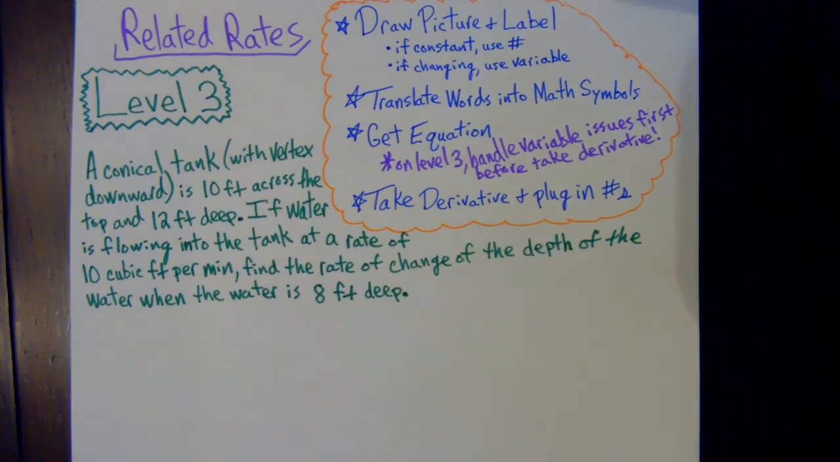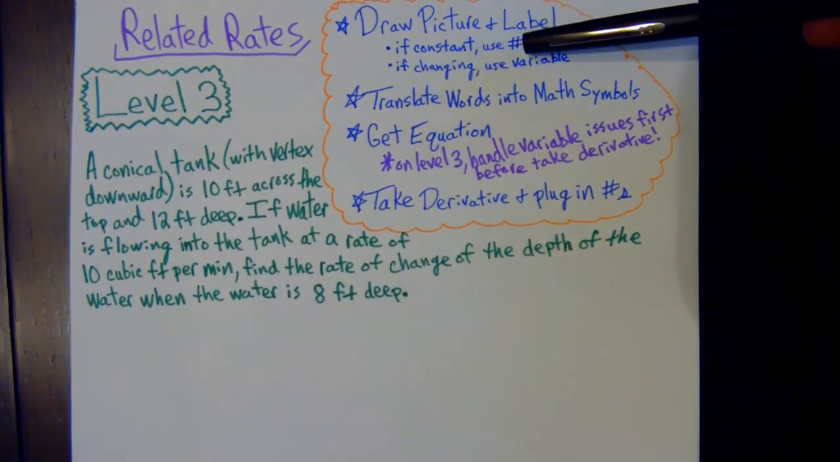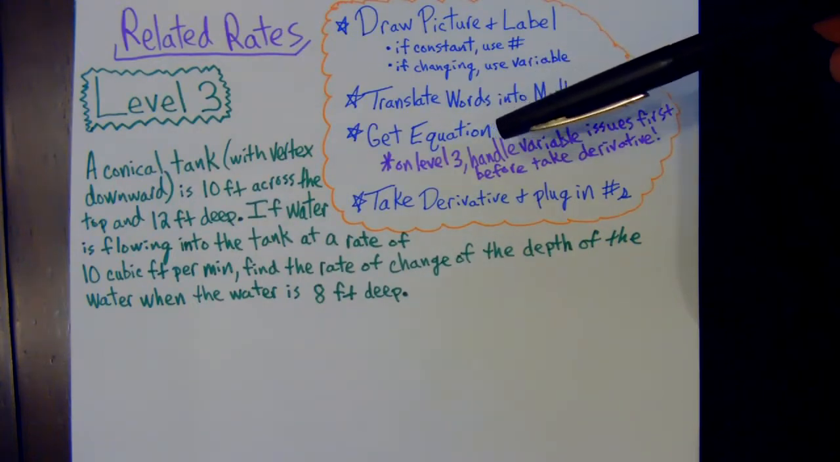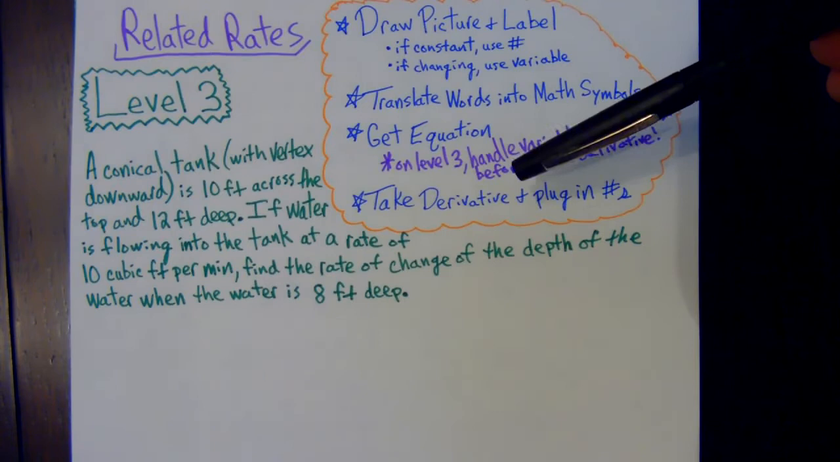But a lot of times a picture will be helpful when you're labeling it. If something's not changing, you can use a number. If something is changing, you've got to use a variable for that, and there's got to be a variable in the equation. And then we're going to translate the words into symbols, and we're going to get our equation. Now, once you get the equation, you're going to see what happens on this one.